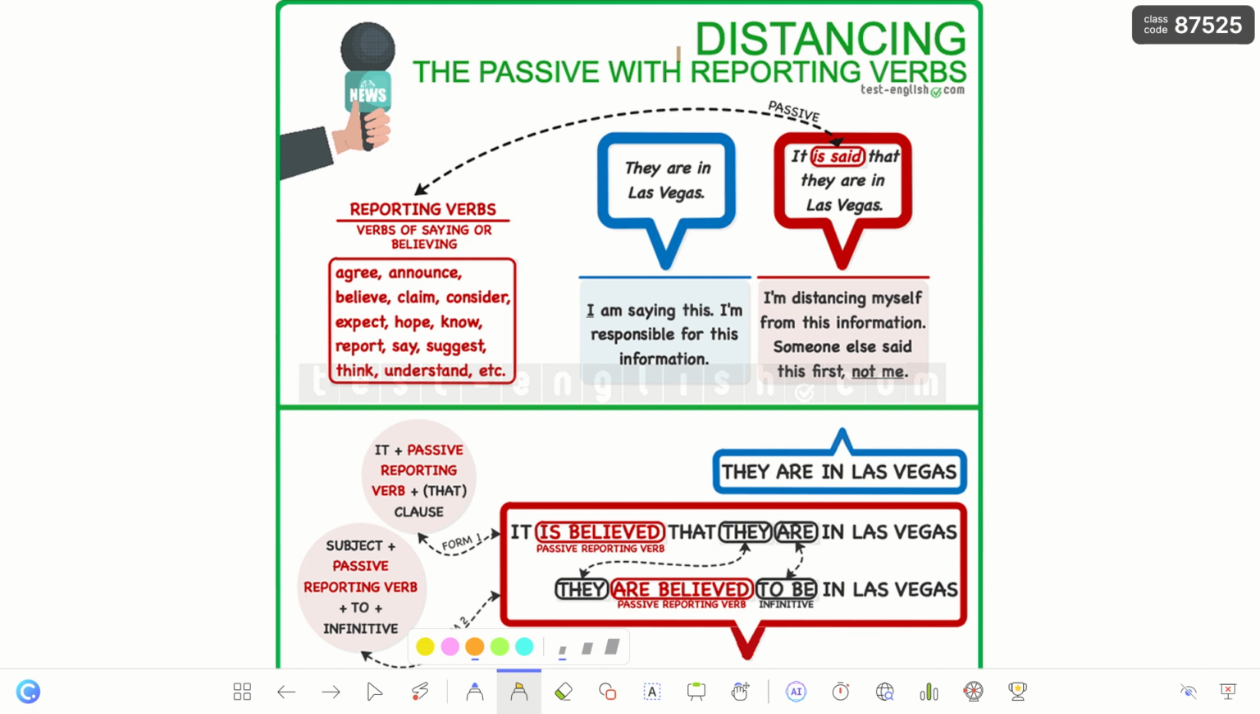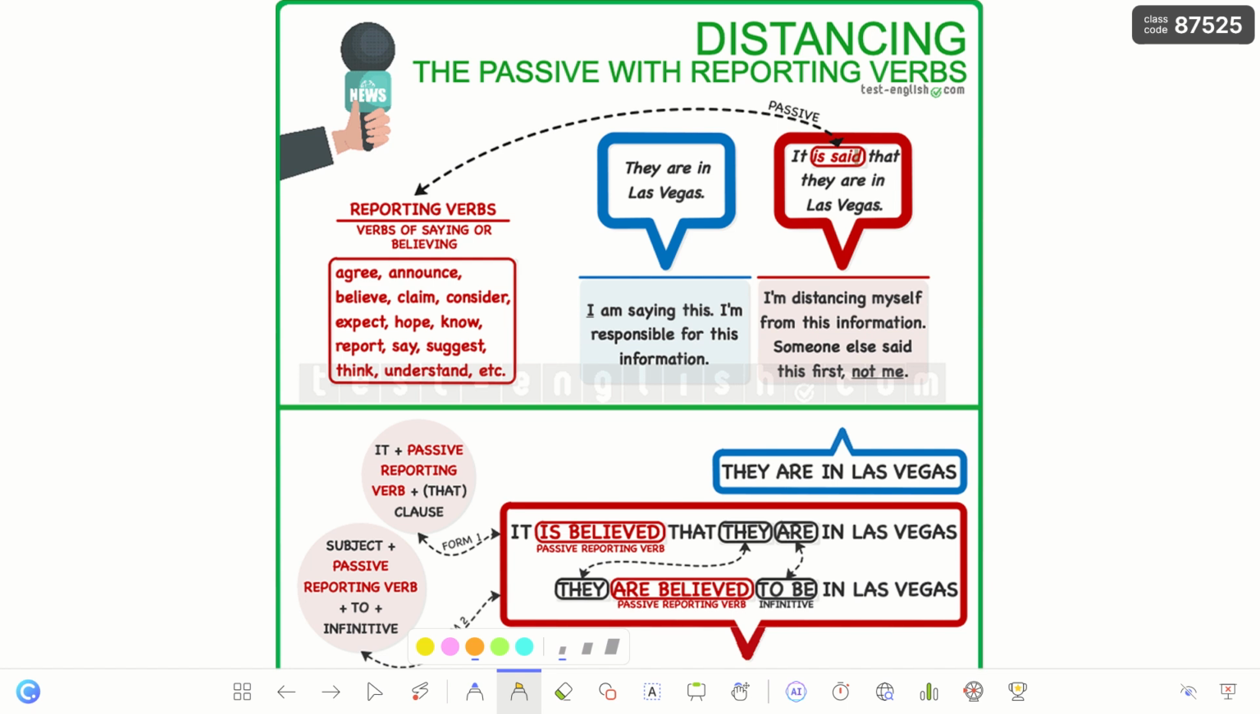Passive, usually with reporting verbs, I have two ways to report passive verbs, okay? Or to report passive sentences. If the original sentence was, they are in Las Vegas, this is the original sentence. To make it reported speech with passive, someone said, generalization, it said that they are in Las Vegas, okay? I'm distancing myself from this information and I say that someone else said it, that it's not me.